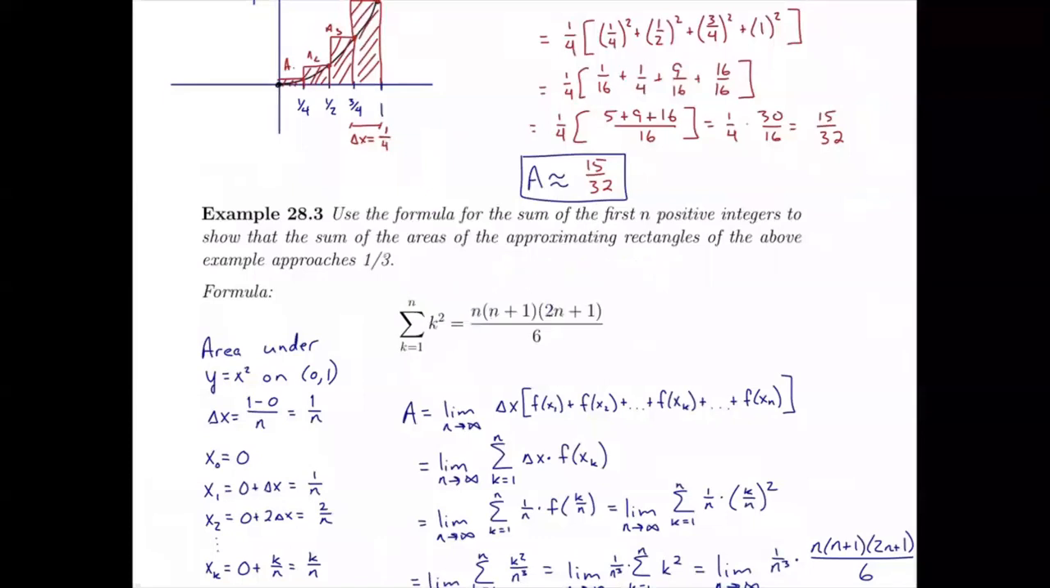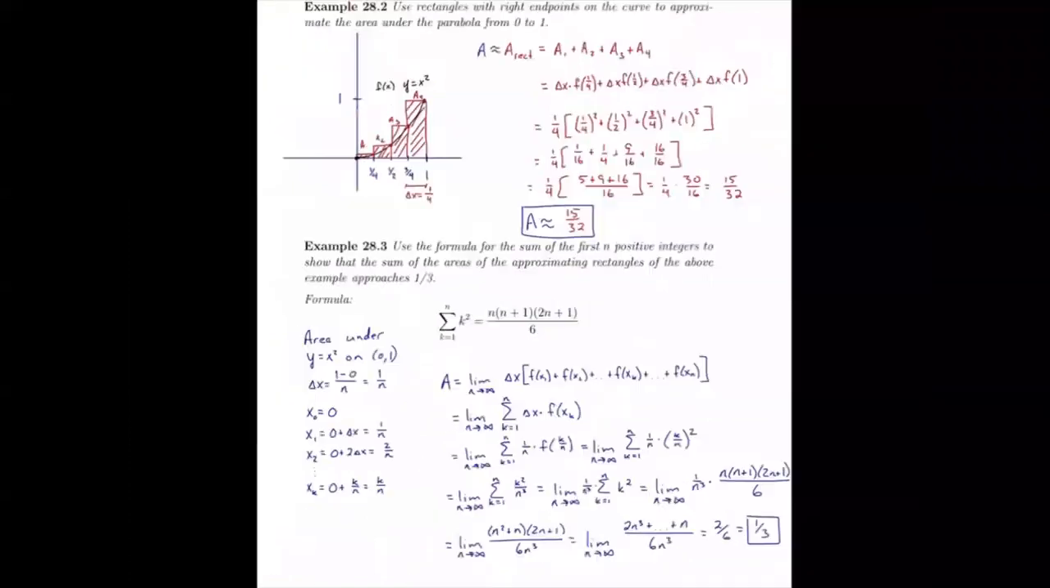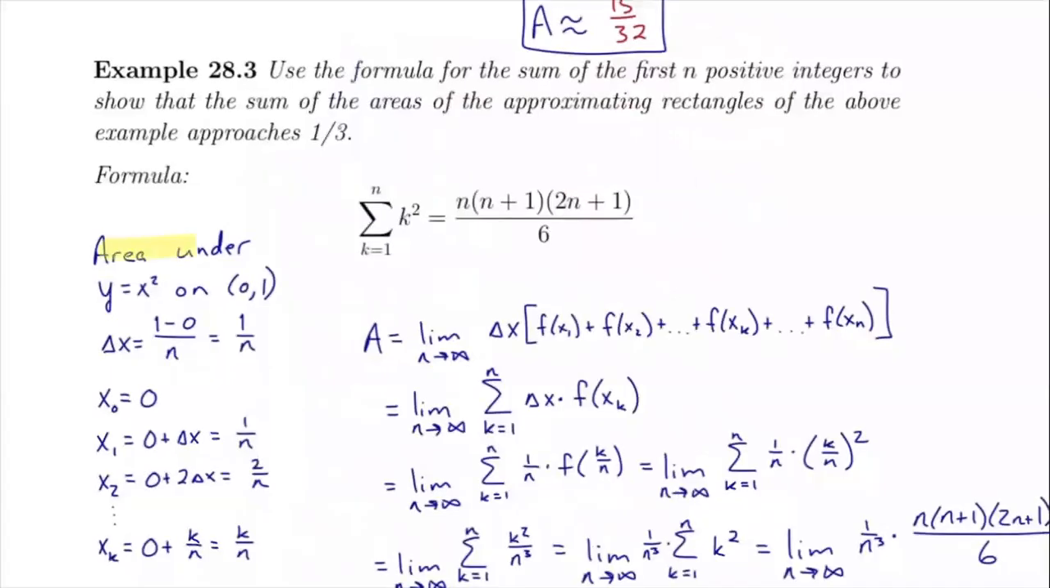Okay, so let's get back to the area question, and we're talking about the area from 0 to 1 underneath the curve y equals x squared. And this formula is going to turn out to help us out of a tight spot here in the work below. So delta x, let's calculate delta x, the area under y equals x squared on the interval 0 to 1.